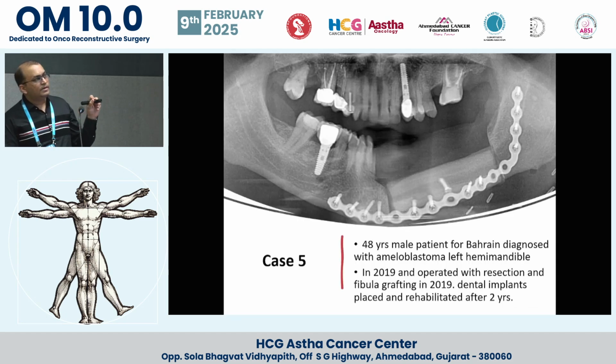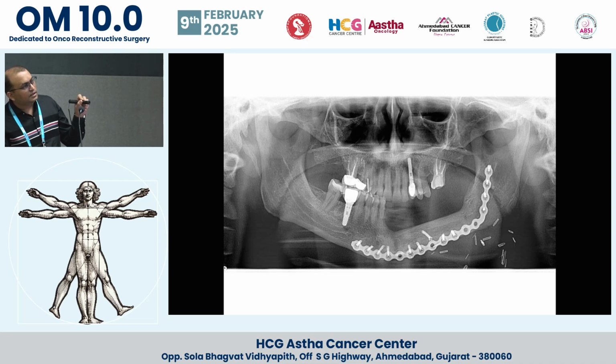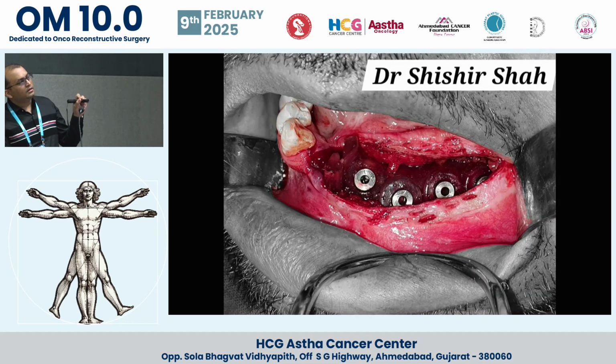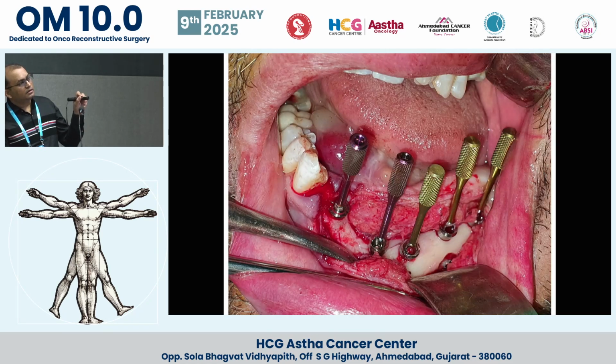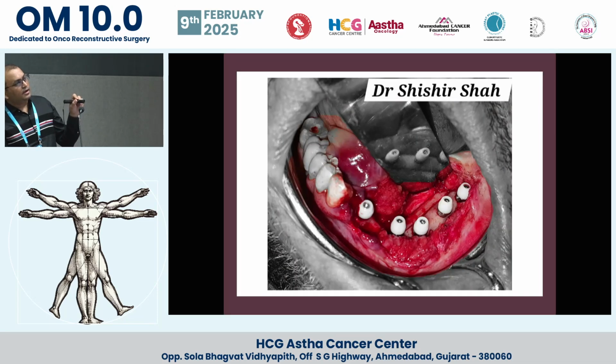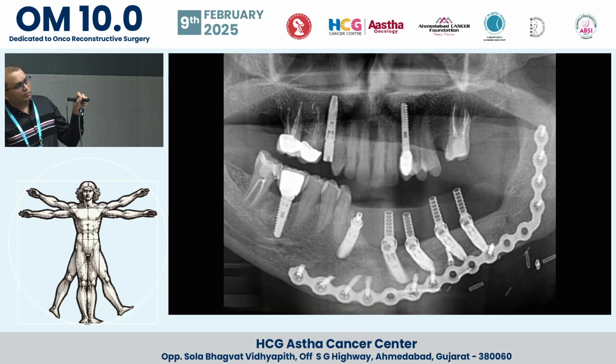Another case of ameloblastoma flown from Bahrain, and we did fibula resection and fibula in 2019. Then bone union had still not happened, so we waited for around, I think, 2 years till the union happened, and then again virtual surgical planning, 3D printed guide, and these are the implants placed in the fibula, corrected with multi-units, and this is what it was immediate post-operatively.